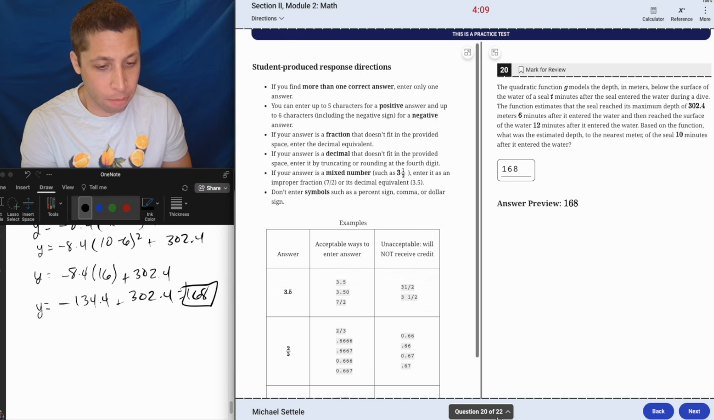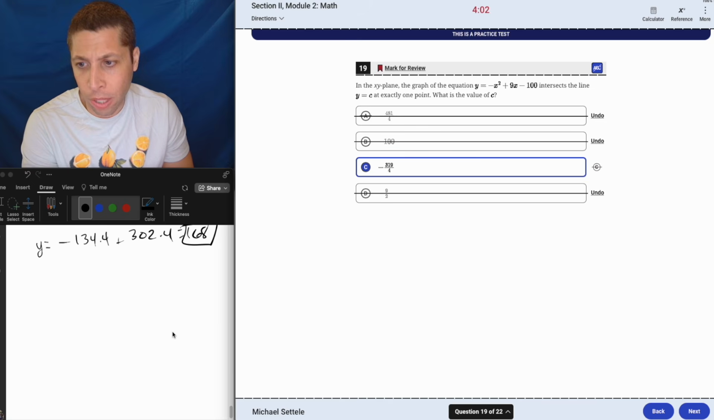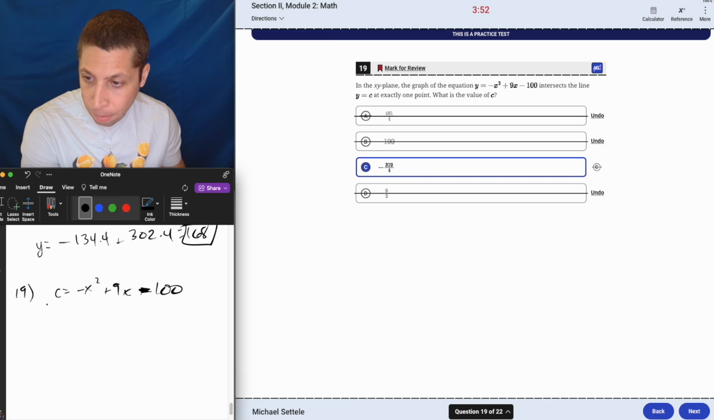All right, we got plenty of time. What do I want to work on? Anything? Let's go back. Let's go to 19 again. What was that all about? Oh, we can do this algebraically too. I mean, I know I'm right, but so I need to do c is equal to negative x squared plus 9x minus 100. You've got to subtract this. Let's actually add everything over this way. So we're going to get x squared minus 9x plus 100 plus c equals 0.